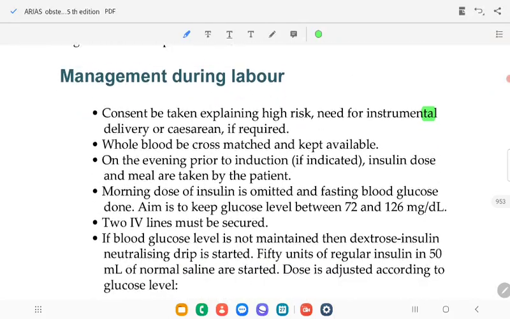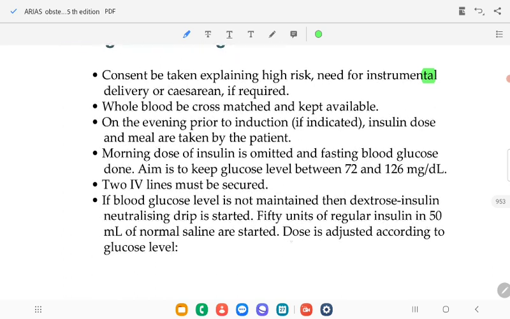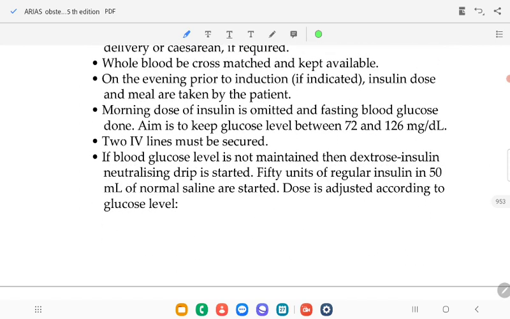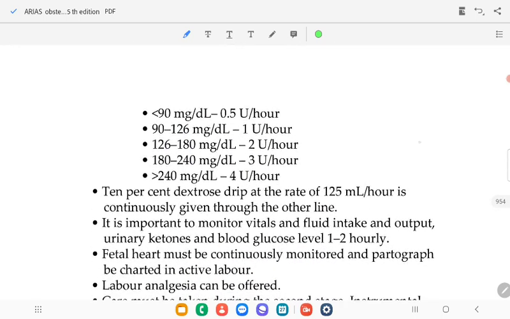Management during labor: consent can be taken, explaining the high risk and the need for instrumental delivery or cesarean section if required. Whole blood glucose monitoring is kept available on the evening prior to the induction. If indicated, insulin dose has to be given and meals are taken by the patient. The morning dose of insulin has to be omitted, and fasting blood glucose should be done. Aim to keep glucose level between 70 to 126 mg per deciliter. Two IV lines must be secured. If the blood glucose level is not maintained, then a dextrose insulin infusion is to be started: 50 units of regular insulin in 50 ml normal saline, and the rate is adjusted to the glucose level.